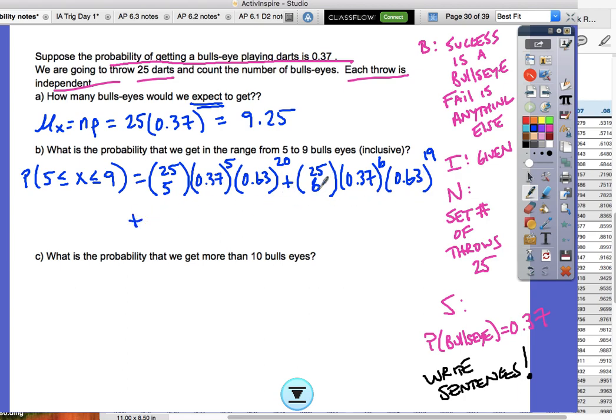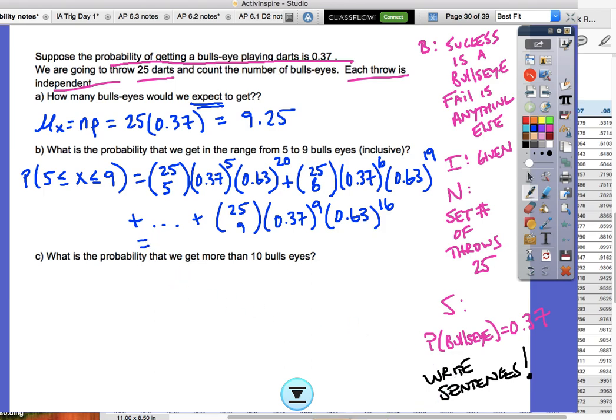After 6 would be 7, then 8, then 9. Now, when you're showing your work, you're allowed to skip like that. You have to show the first, you have to show the next, and then you can do plus dot dot dot plus the last one. And the last one is getting 9 successes. So if I succeed 9 times, then I'm going to fail the other 25 minus 9, which is 16 times. This is the setup you need to show.